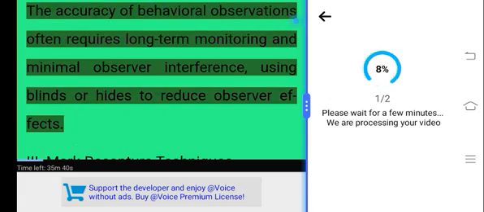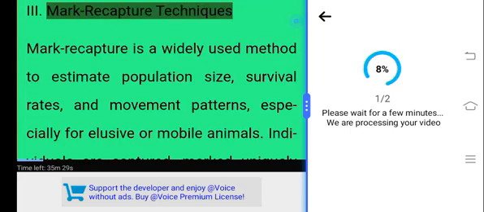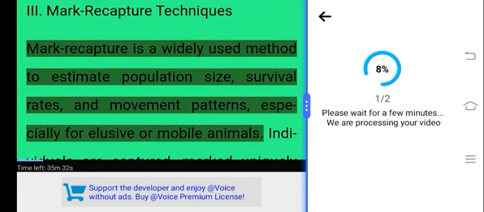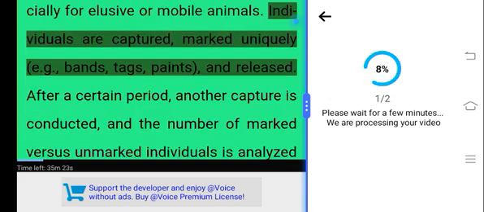The accuracy of behavioral observations often requires long-term monitoring and minimal observer interference, using blinds or hides to reduce observer effects. 3. Mark recapture techniques. Mark recapture is a widely used method to estimate population size, survival rates, and movement patterns, especially for elusive or mobile animals. Individuals are captured, marked uniquely, e.g., bands, tags, paints, and released.